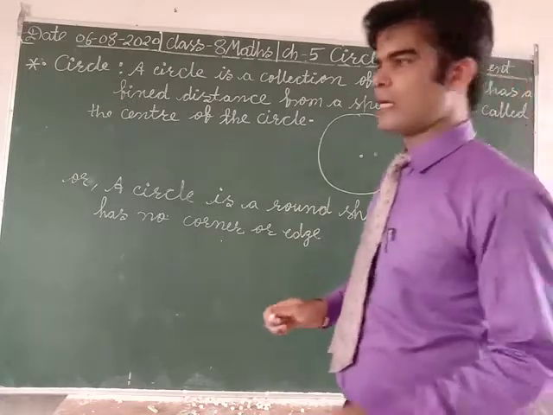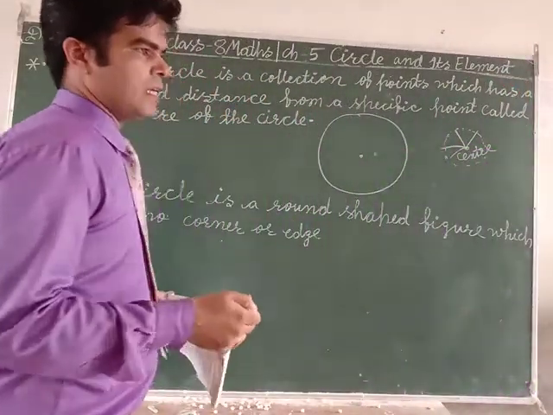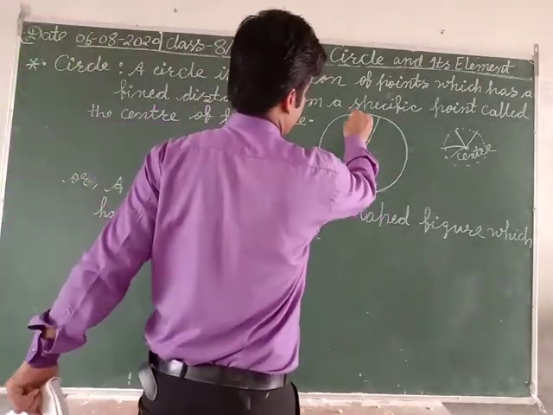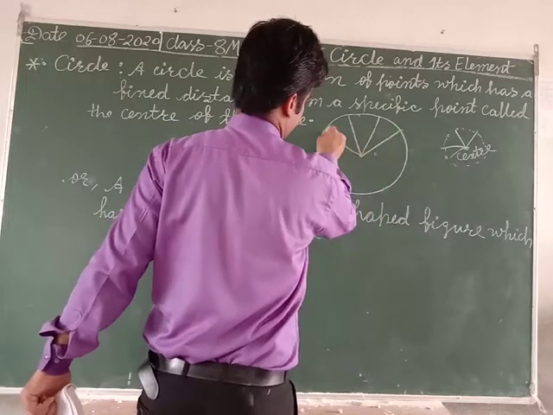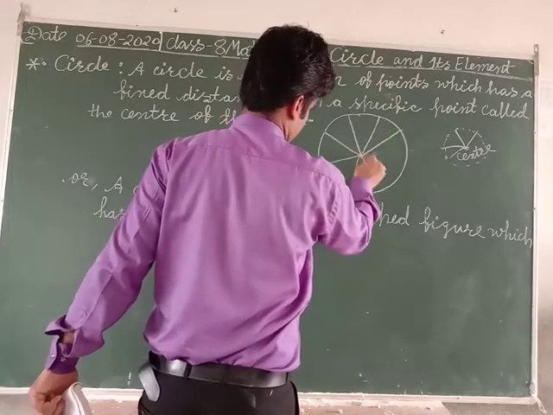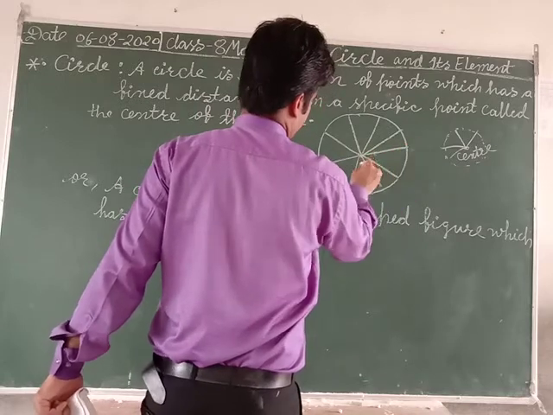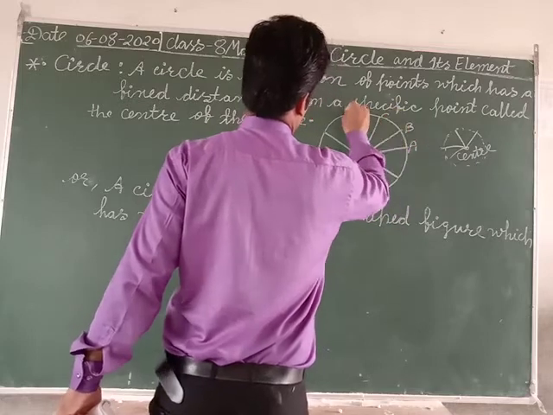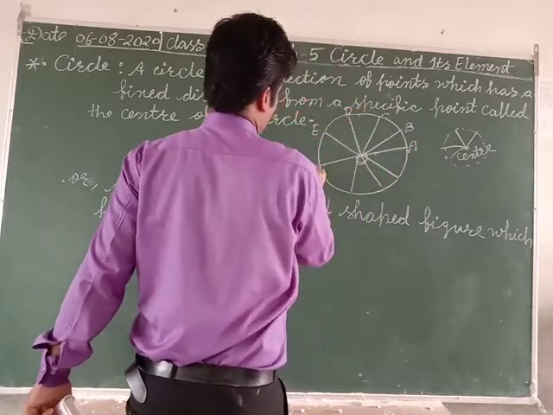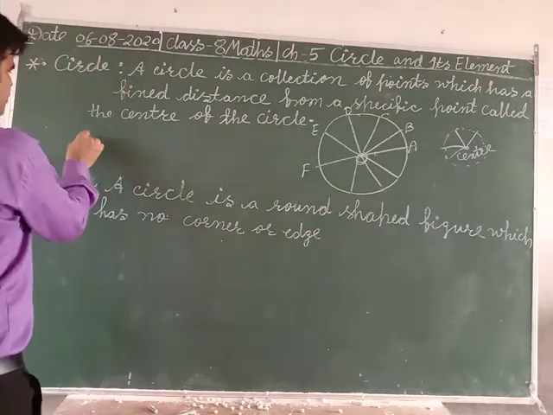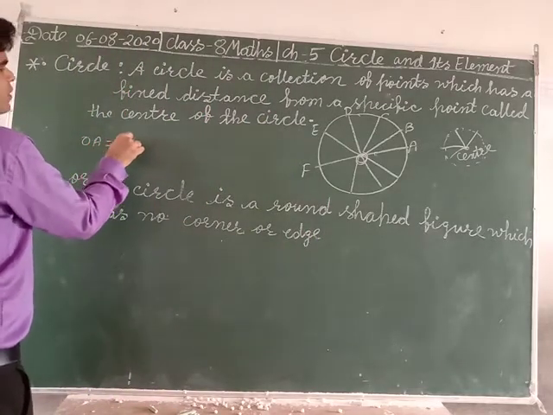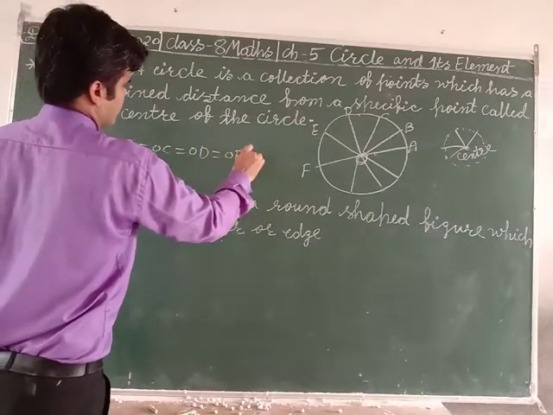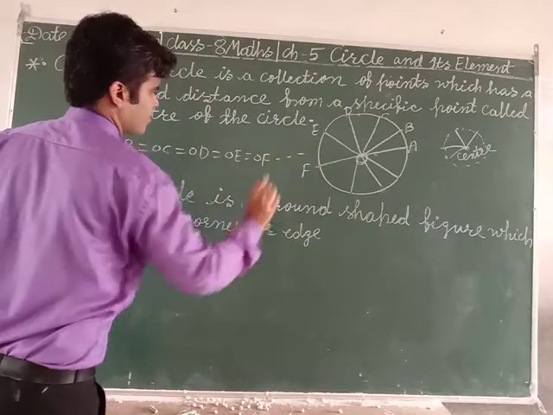Means you can say the radius of a circle is equal. It is possible to have many radii. Suppose we name the center as O. OA, OB, OC, OD, OE, OF, all are equal. Means OA is equal to OB is equal to OC is equal to OD is equal to OE is equal to OF, etc.